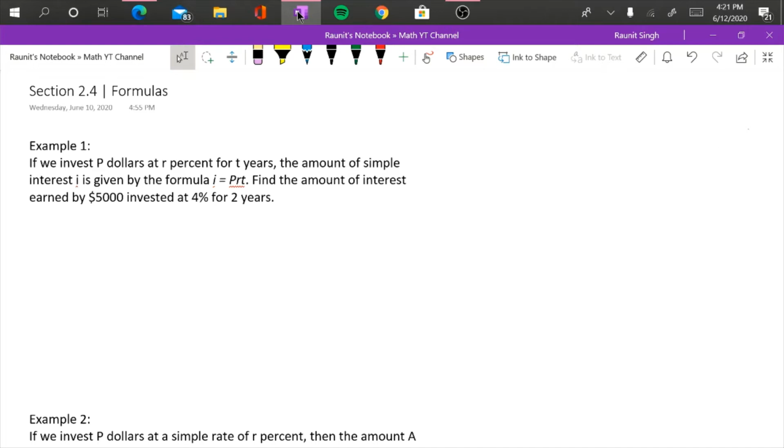Okay, example 1. If we invest P dollars at R% for T years, the amount of simple interest, I, is given by the formula I equals PRT. Find the amount of interest earned by $5,000 invested at 4% for 2 years. Okay, so for us, our P is $5,000, our rate is 4%, and our time is 2 years.